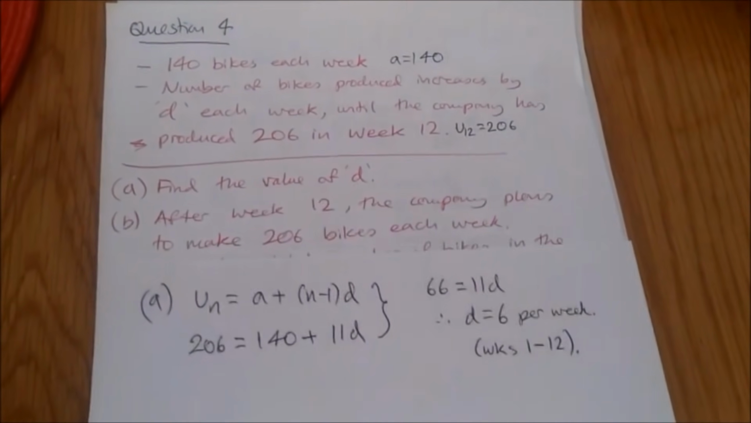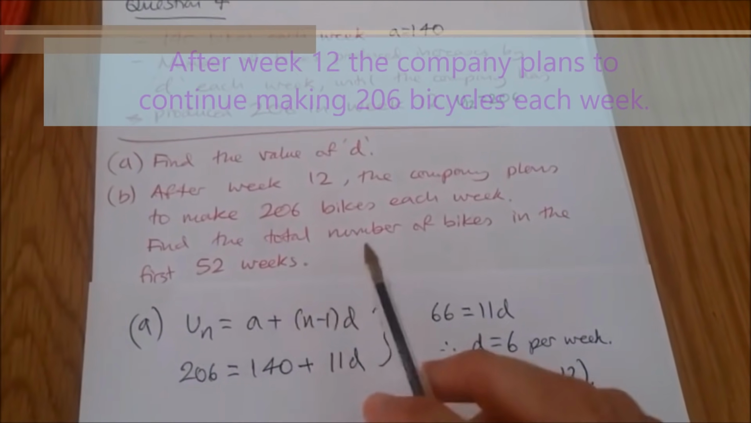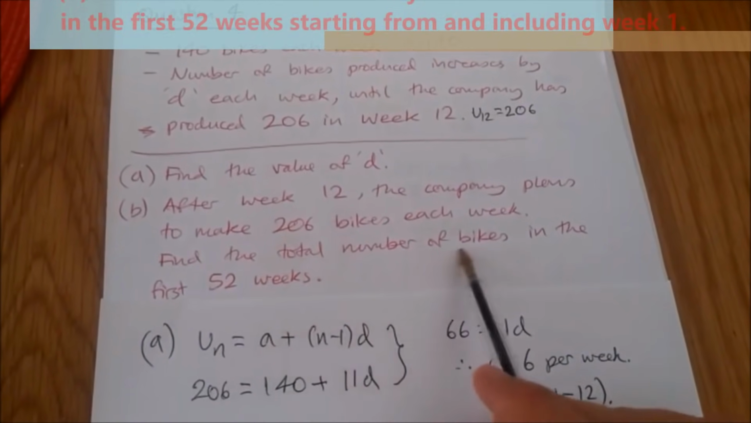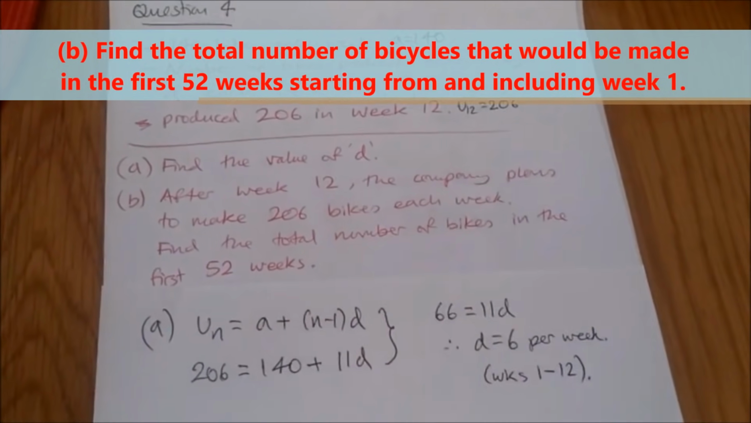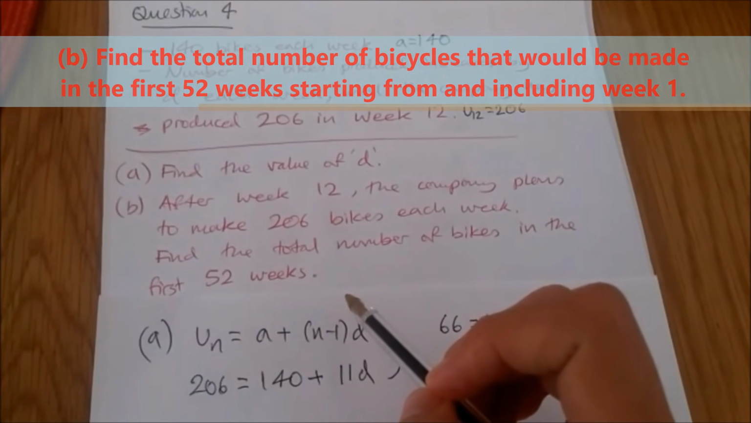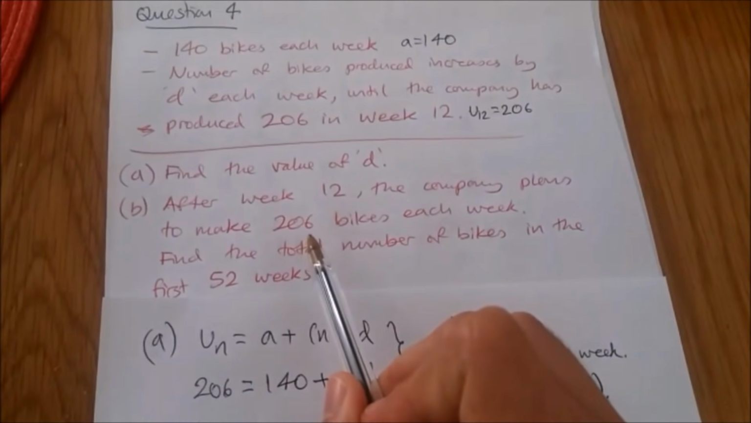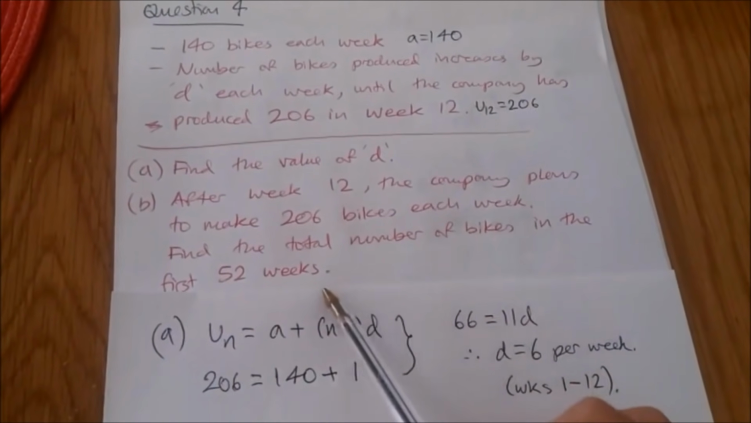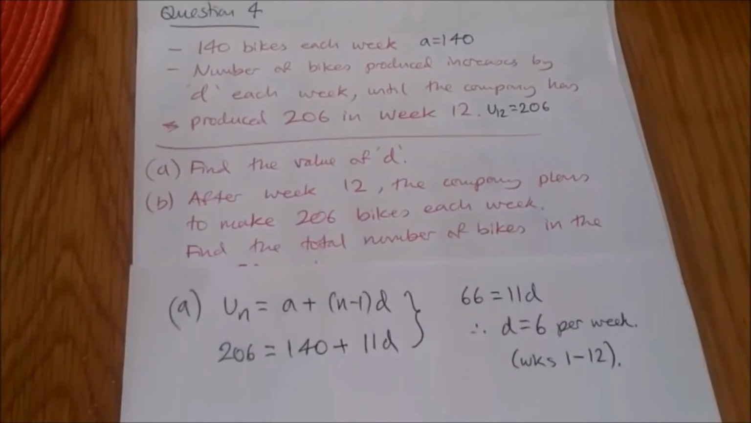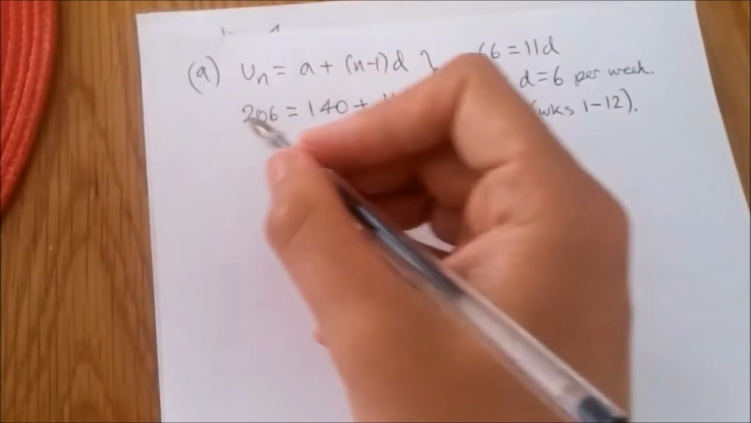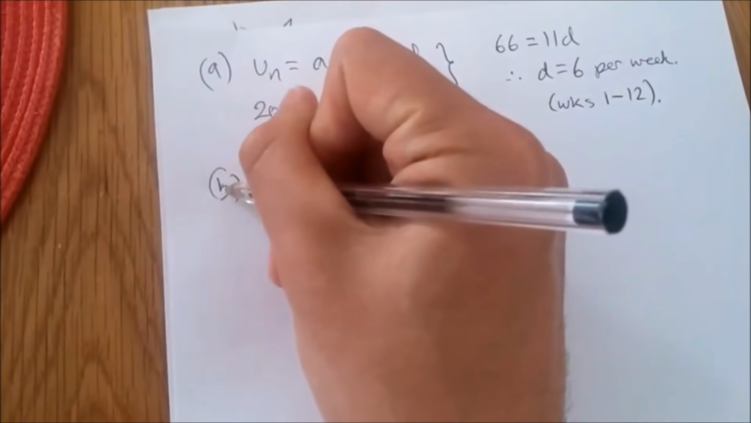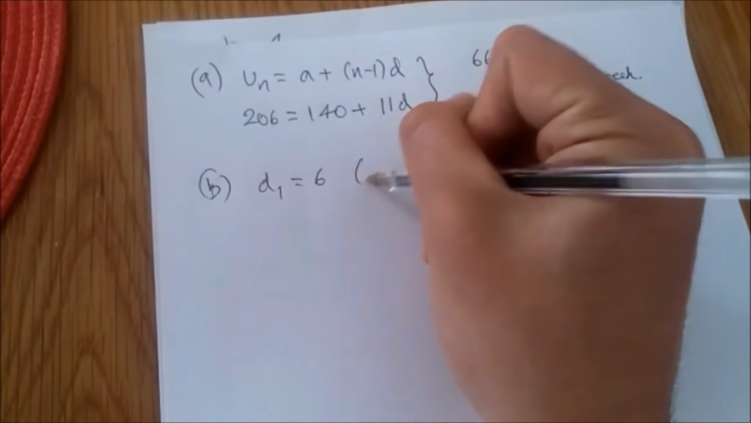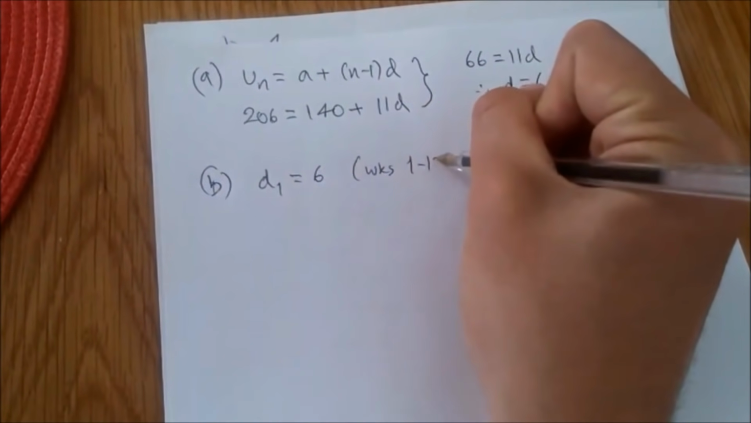Now part B. After week 12, the company plans to make 206 bikes each week. Here they're asking us to find the total number of bikes in the first 52 weeks. Let's just understand this. We know that after week 12 it caps at 206, and for the remainder of the 52 weeks it will still be 206. So let's have a shot at this. For part B, we can say that the first common difference, called d1, has a difference of 6 between weeks 1 to 12.